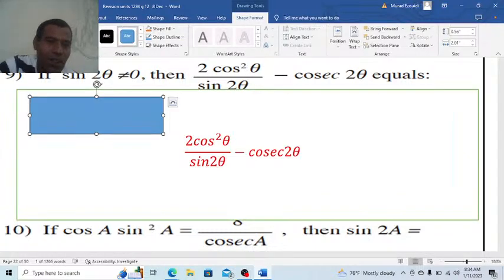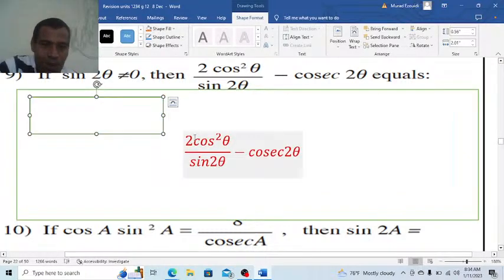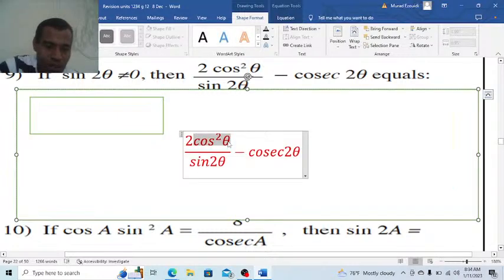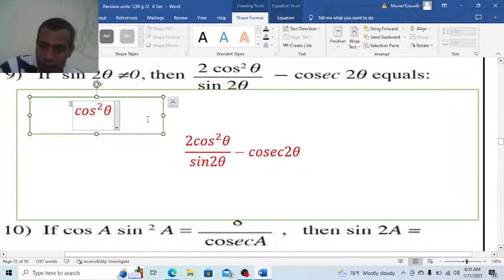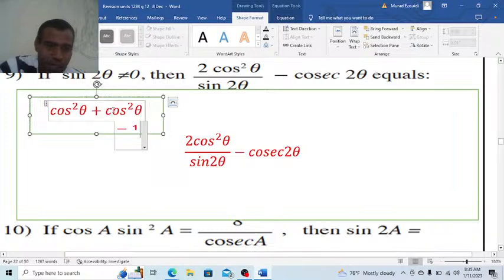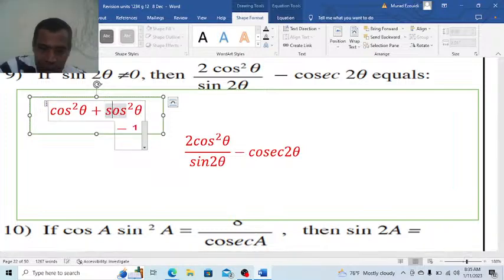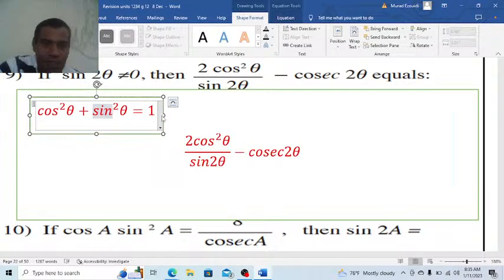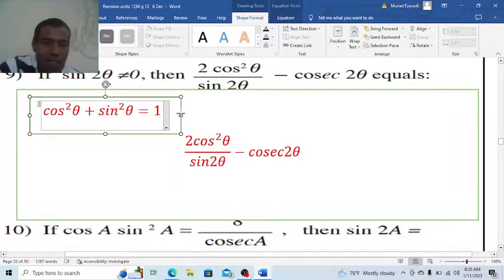Okay, knowing that cosine square plus sine square, this is the first formula. Cosine square plus sine square is always equal to 1. It's called the first trig identity.